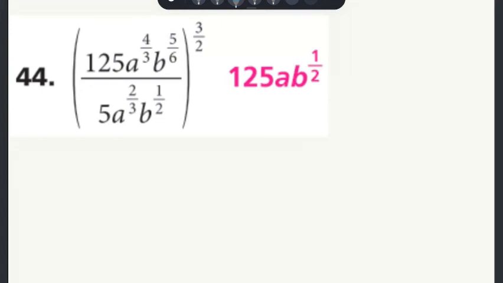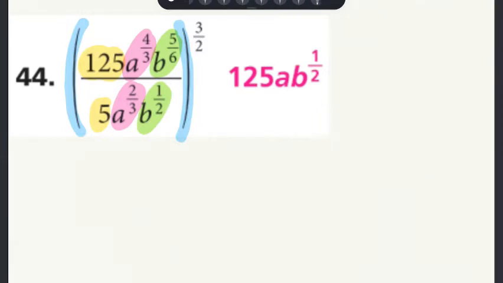All right, so I decided to record because of internet problems. Here is number 44 as an example. This is part of your homework. So first I'm going to divide 125 and 5. After I do that, I am going to take care of the A's and the B's.